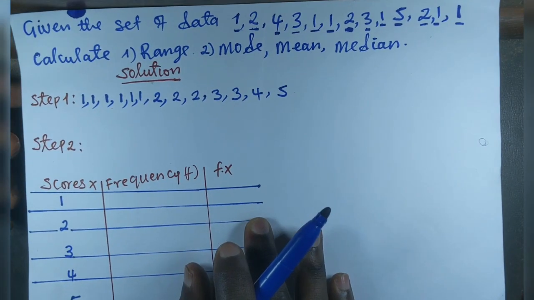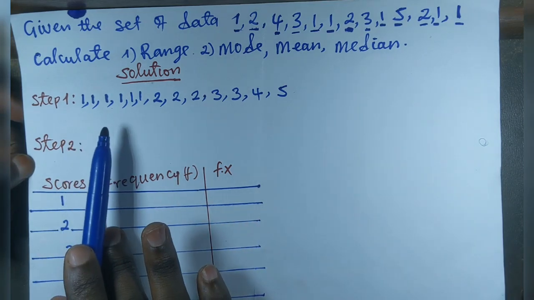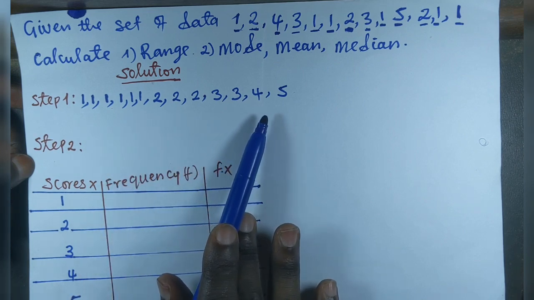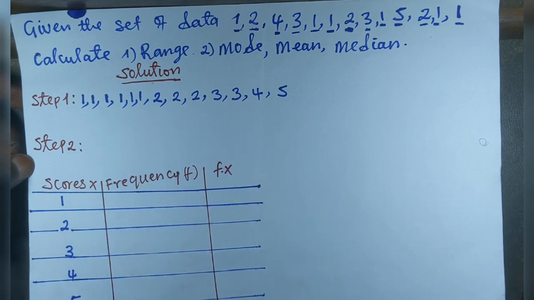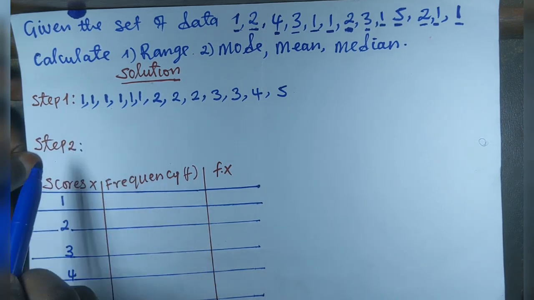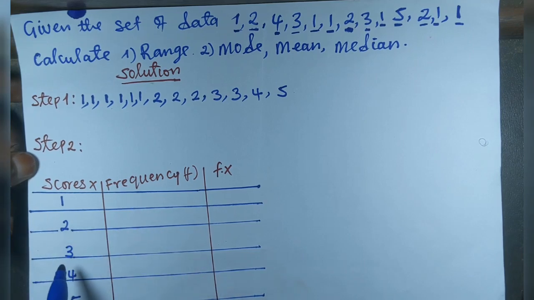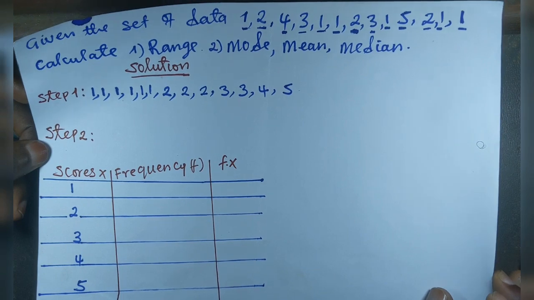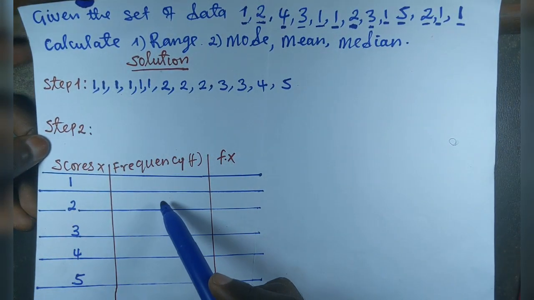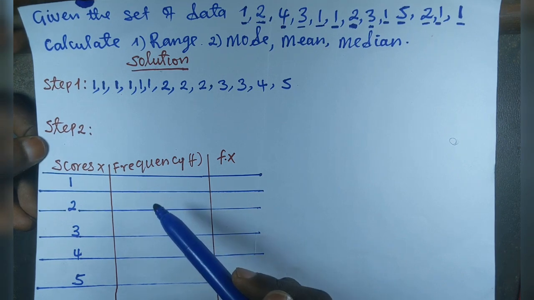So that's our first step for our solution: you rearrange your data in ascending order. Now that we have done rearranging, let's go to the next step. In this step we are going to sort out the data and look for the frequencies. Here we have arranged the data in form of scores, so what we need to do next is to look for their frequency, that is, the number of times a score appears.